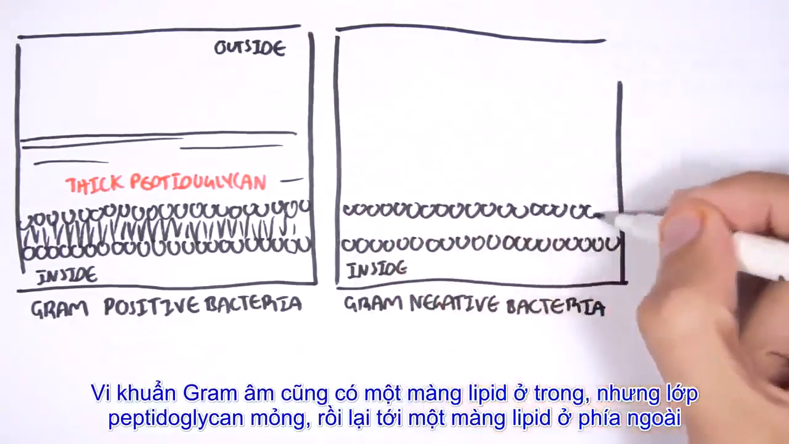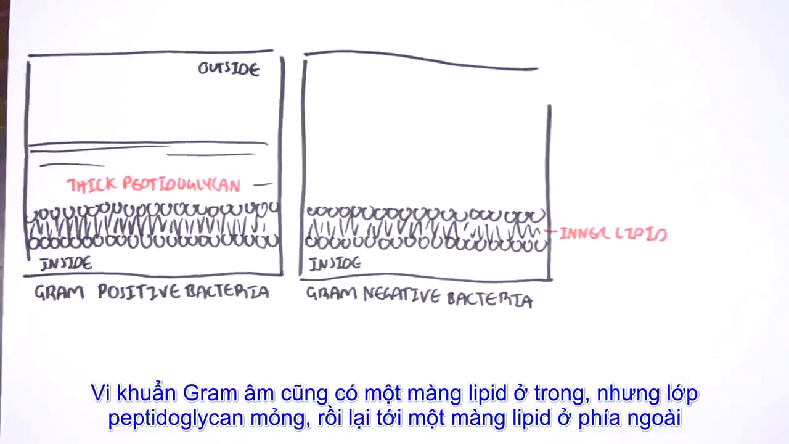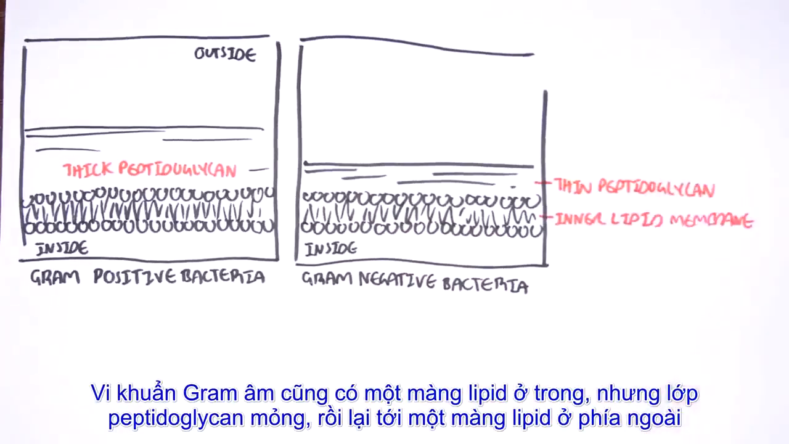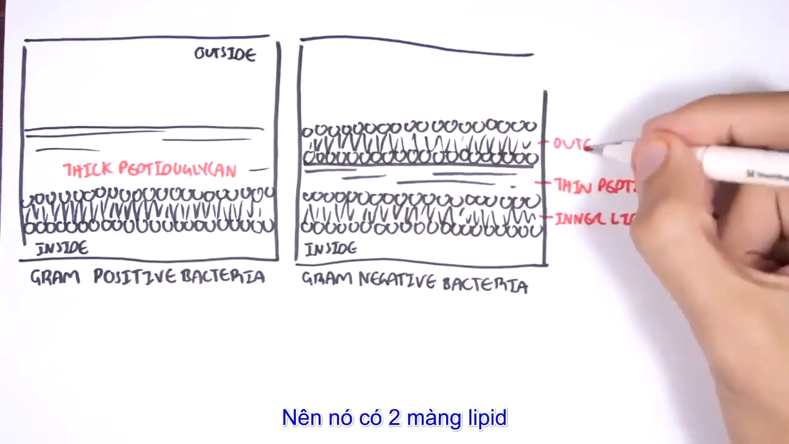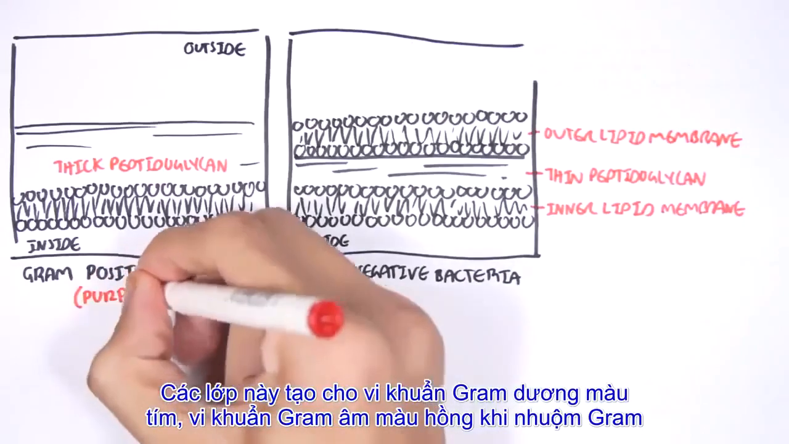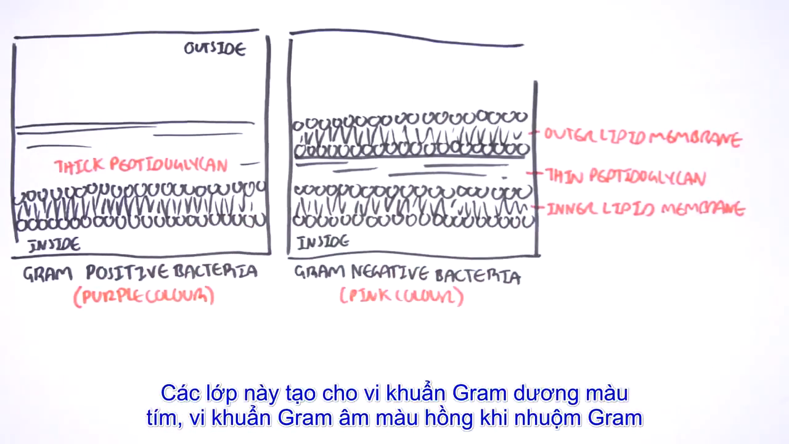The peptidoglycans constitute the bacterial cell wall. The gram-negative bacteria, on the other hand, has also an inner lipid membrane, but instead has a thin peptidoglycan layer, and then another outer lipid membrane. So it has two lipid membranes. These layers are what give gram-positive its purple color upon gram staining, and the gram-negative bacteria its pink color upon gram staining.